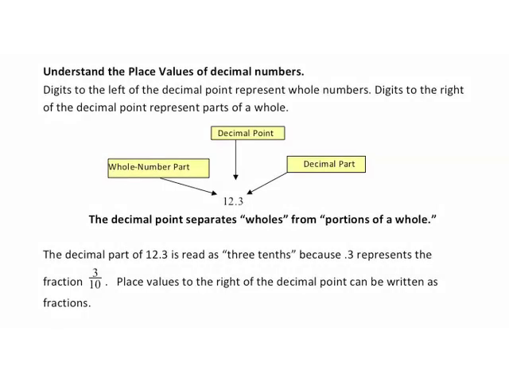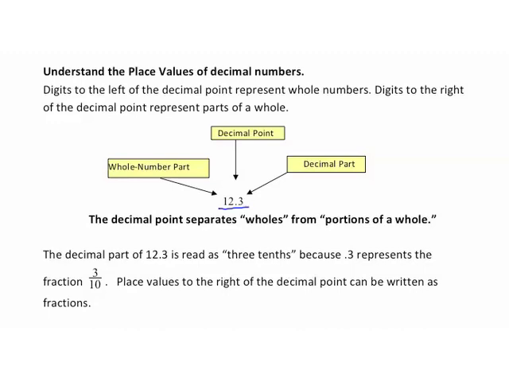Understand the place values of decimal numbers. Digits to the left of the decimal point represent whole numbers. Digits to the right of the decimal point represent parts of a whole. So you can see down here 12.3. 12 is the whole number part of that. That's to the left of the decimal.